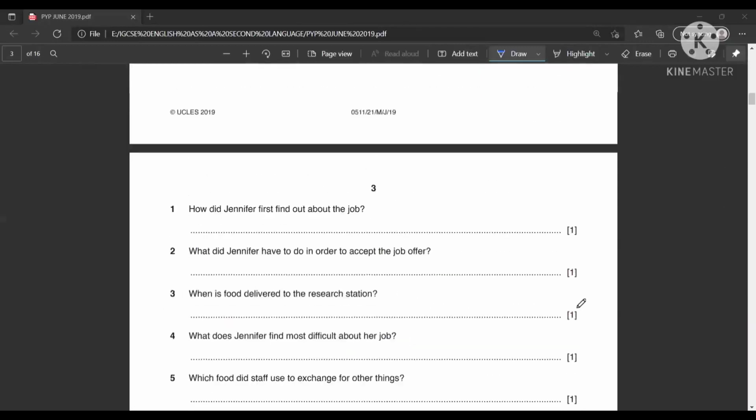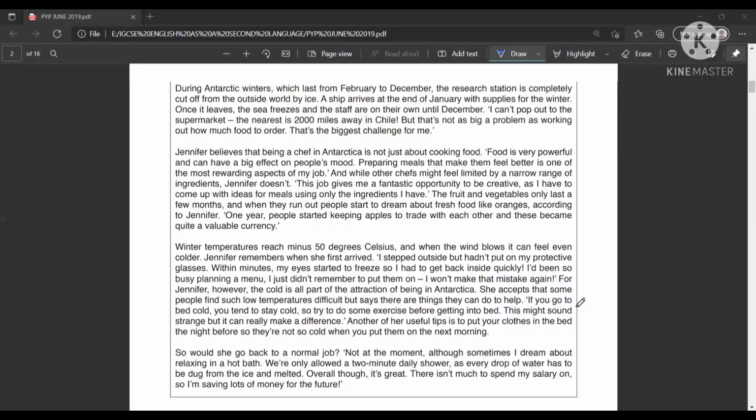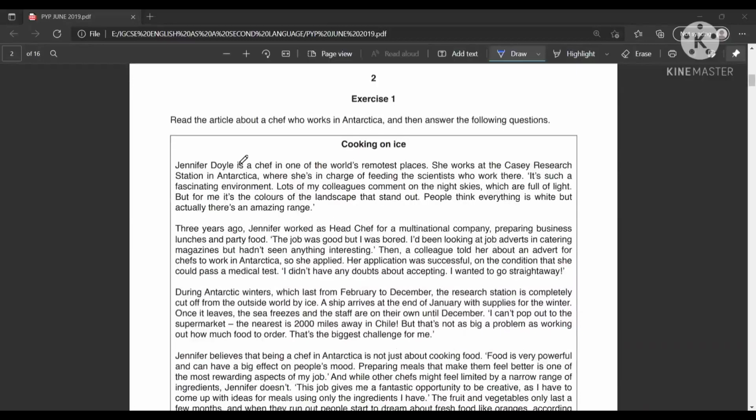So we are going to work upon this Exercise 1, which is an article about a chef who works in Antarctica, and we have to read this article and answer the following questions. So what are the major things which we are going to keep in mind? The first step which I give to my students is to first try to skim the text.